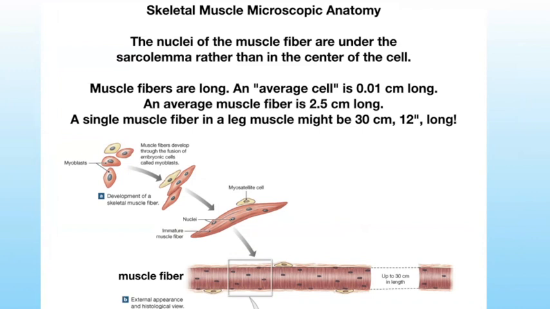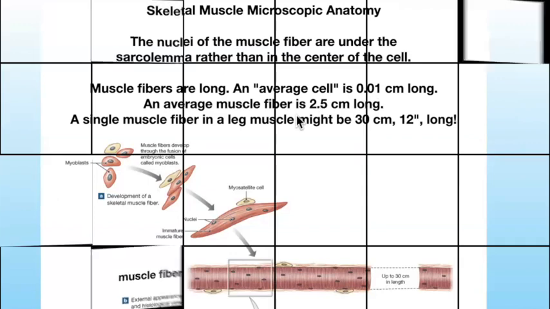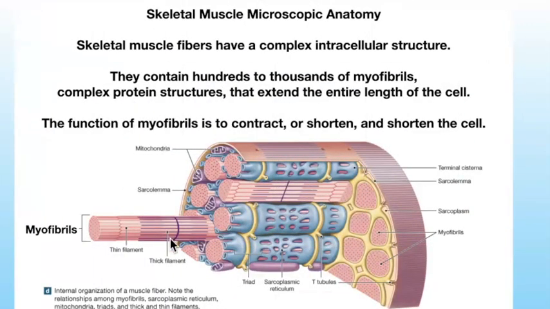Muscle fibers are long, whereas an average cell is 0.01 centimeters long. An average muscle fiber is 2.5 centimeters long. So that's 250 times longer. A single muscle fiber in a leg muscle might be 30 centimeters or 12 inches long. So that is crazy, 3,000 times as long as an average cell. Skeletal muscle fibers have a complex intracellular structure.